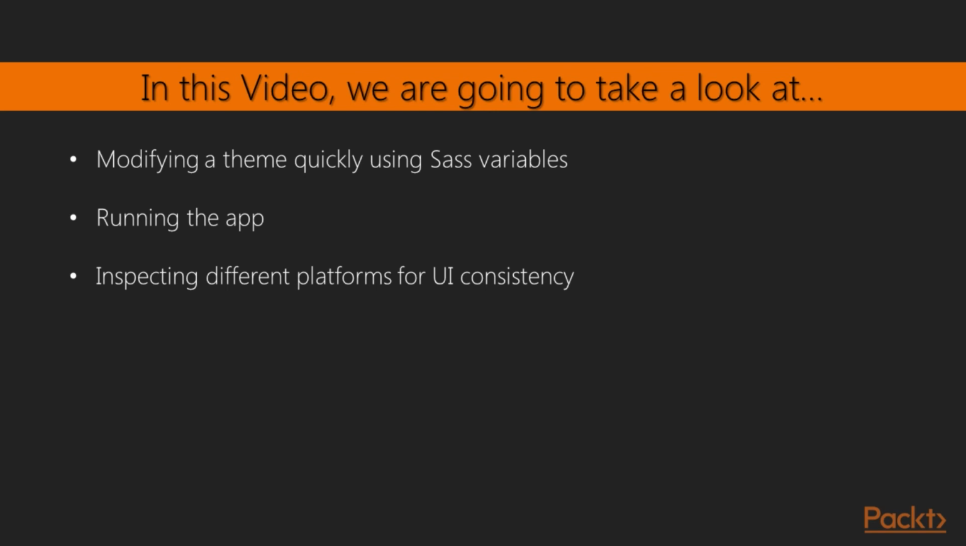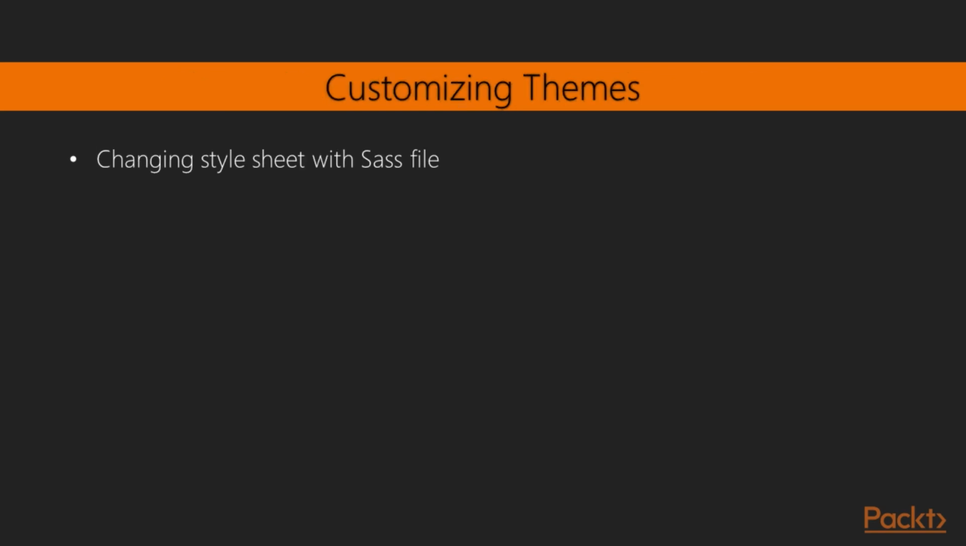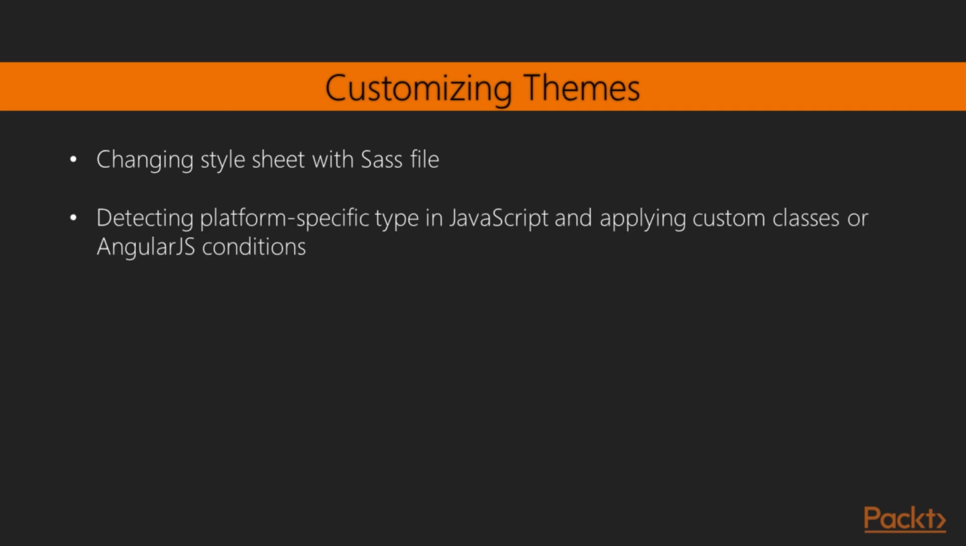Although Ionic has its own out-of-the-box default themes, you might want to customize your app's look and feel further. There are several methods to do that. First, change the style sheet within the SASS file. Second, detect the platform-specific type, iOS, Android, Windows, in JavaScript, and apply custom classes or AngularJS conditions. Either of the mentioned two methods should work, but it's highly recommended to apply customization in a SASS file before the app is built in order to achieve maximum rendering performance.